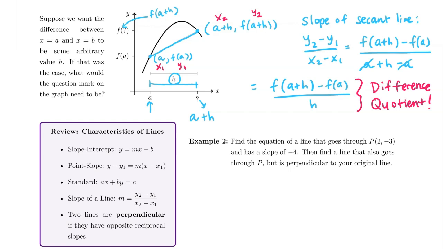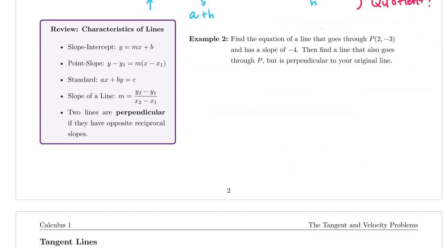So it turns out that the difference quotient is a way for us to calculate the slope of a secant line. Example 2 says find the equation of a line that goes through the point P, which has the coordinates (2, -3), and has a slope of -4. Then find a line that goes through P but is perpendicular to your original line.